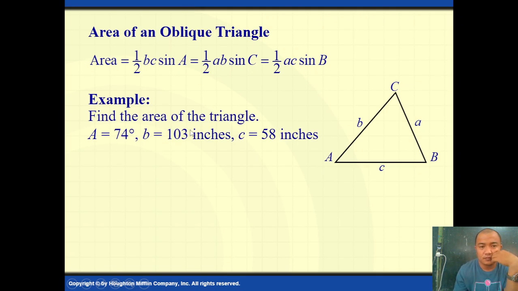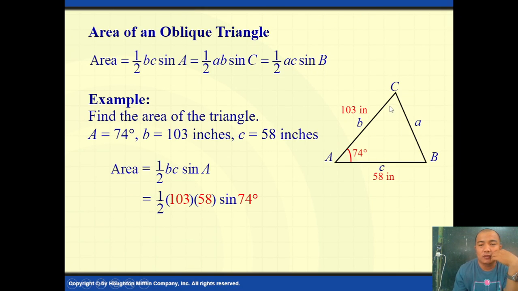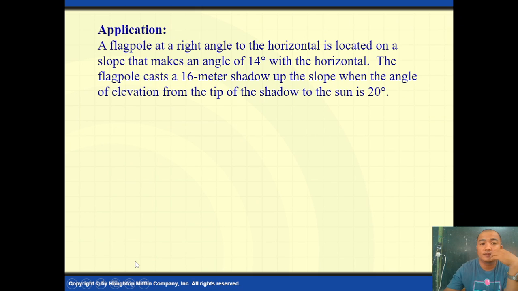Example, find the area of the triangle. Okay, what is this? Side angle side, SAS. With SAS, it is easier to get the area. So B and C are the sides, and angle A is the included angle. We're going to use the formula one half BC sine A. Substitution, one half, 103 times 58 times sine 74 using your calculator. 2,871 square inches is the area of the triangle.